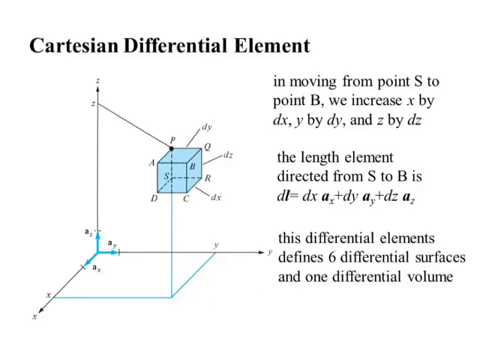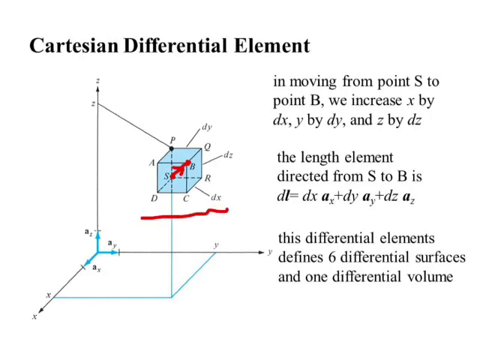A very important concept in the area of vector calculus is the concept of differential element. And I will start by illustrating that in Cartesian coordinates. Here we have a differential element. We have a point S, which is shown here, and a point B, which is shown here. In moving from S to B, we can define this tiny differential length element. In moving from S to B, we increase x by dx, we increase y by dy, we increase z by dz. And then we define this differential element, which is shown in this figure.